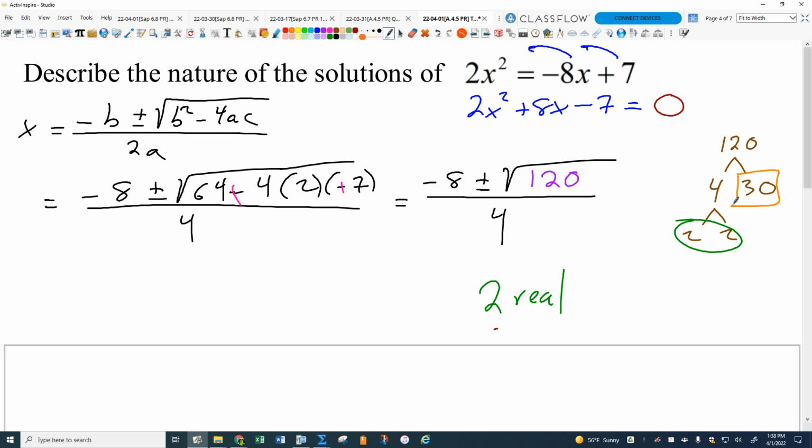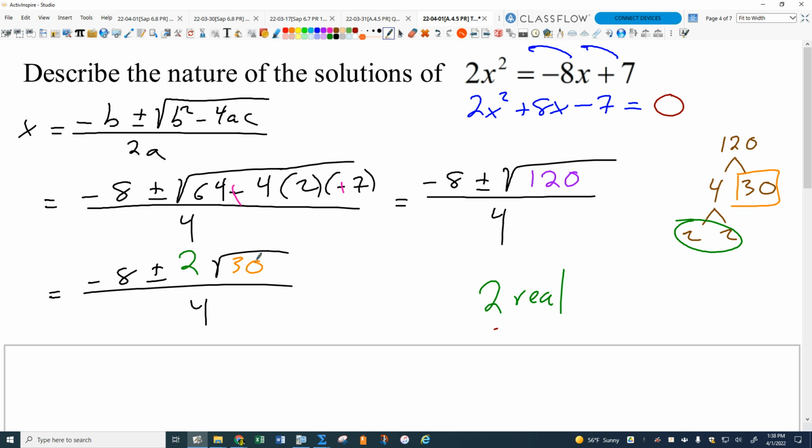So when I write down my answer a little more simplified, I'm going to get negative 8 plus or minus. On the bottom, I've got a 4. What's the outside number that my square root of 120 gives me? 2. So I'm getting a 2 outside in my inside number. Okay, so can you tell me something about those?